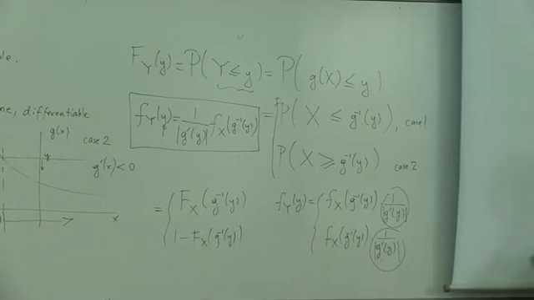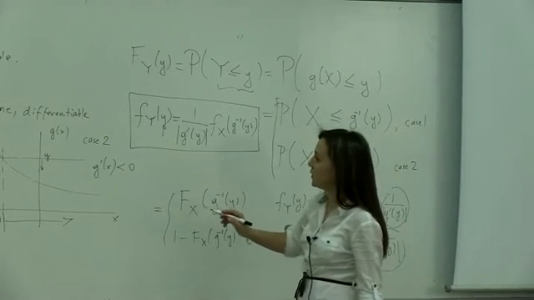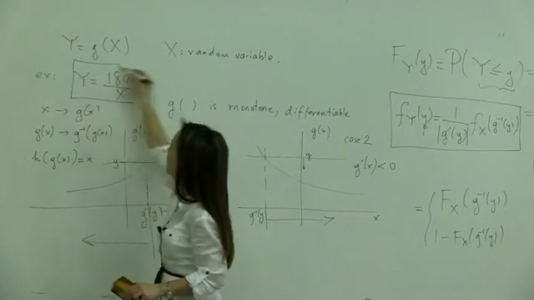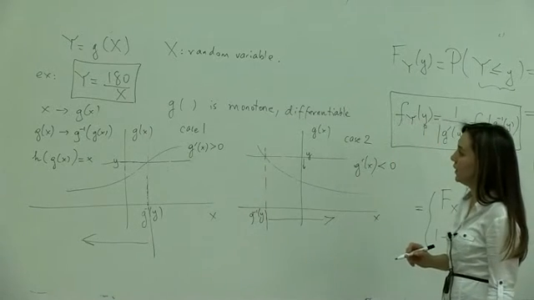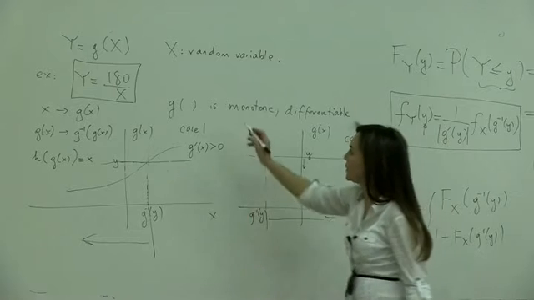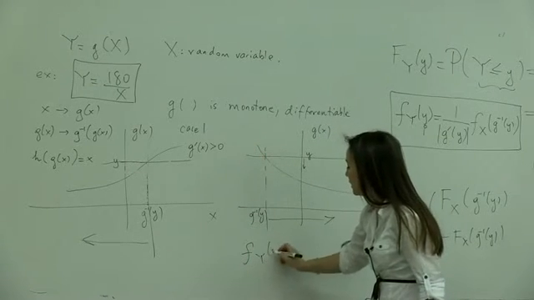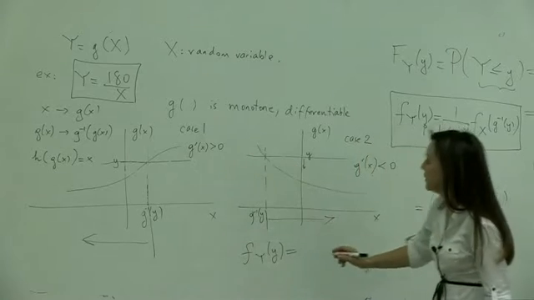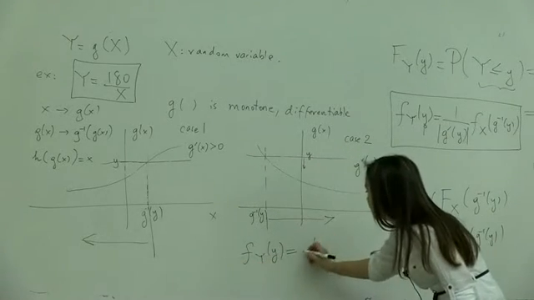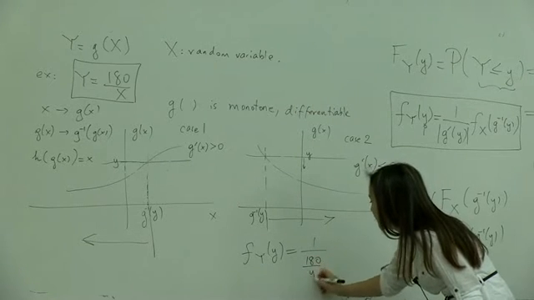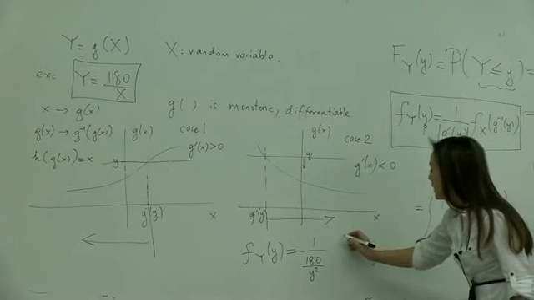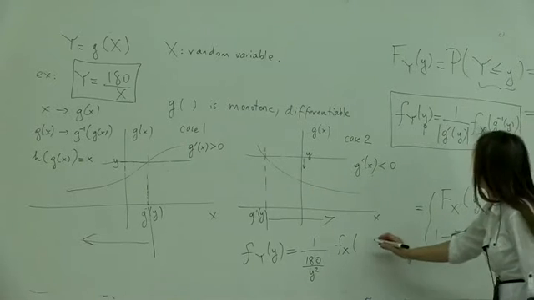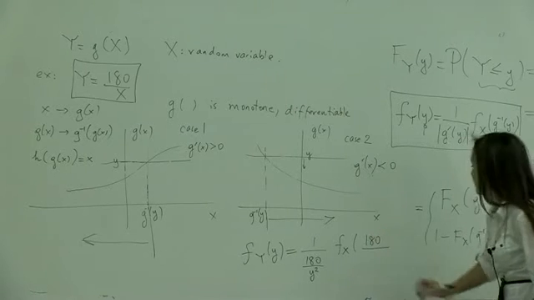So maybe it's worthwhile writing this here for the example. In the example where y is 180 over x, f_Y of y is equal to, what is the derivative? 1 over 180 over y squared in absolute value, times f_X of, what is g inverse? Well, in this case, the inverse function looks like the function itself, 180 over y.